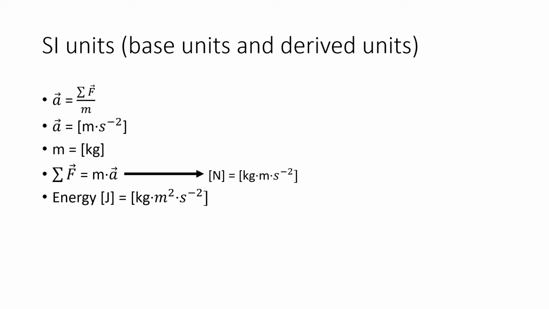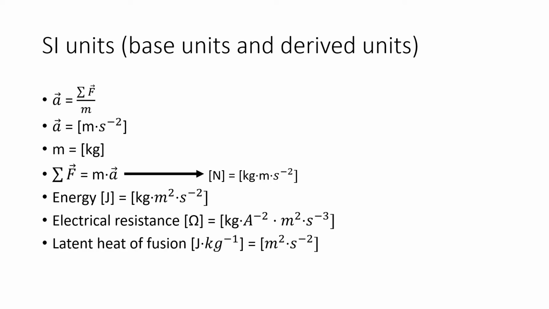Every physical quantity can be expressed through SI units, such as the examples shown here. As you can see, some of the derived units include a base unit as well, such as the unit of latent heat of fusion, joule times kilogram to the power of -1. Here, joule is a derived unit, while kilogram is a base unit.